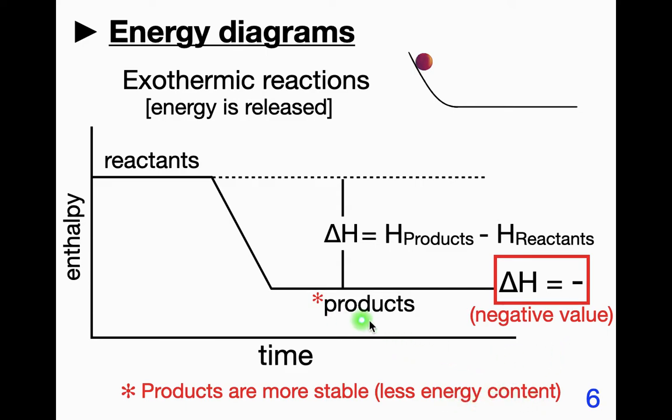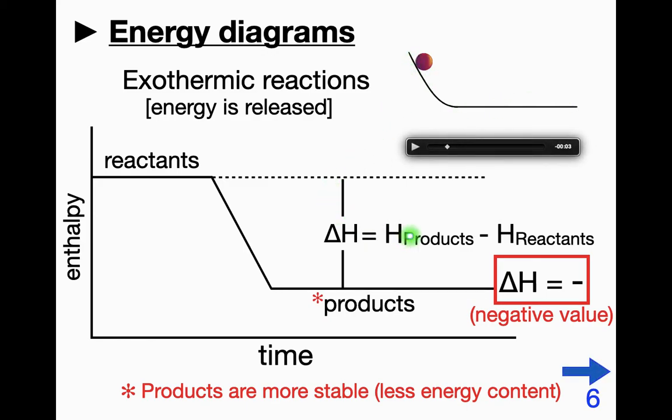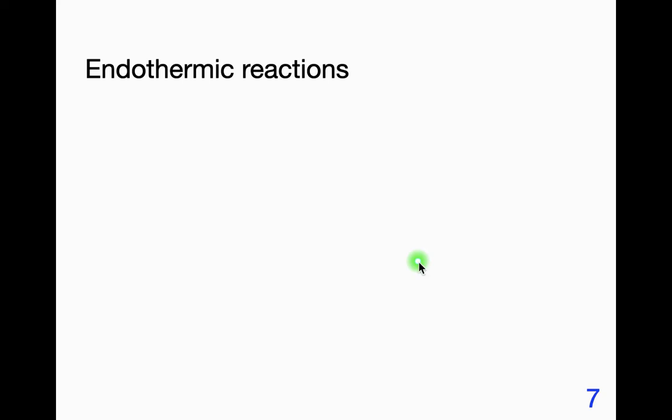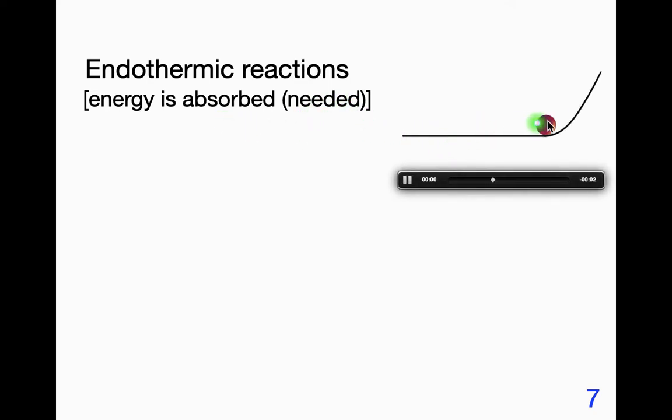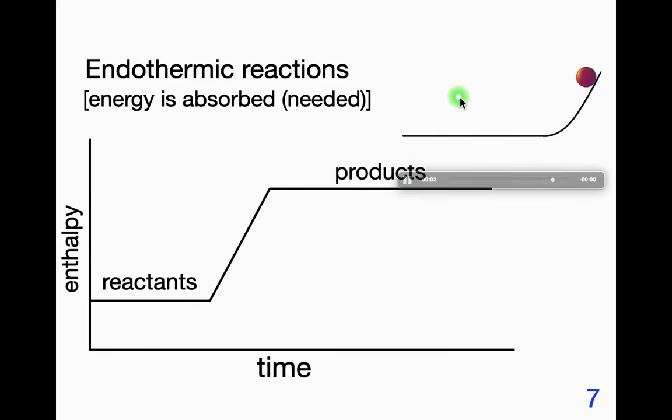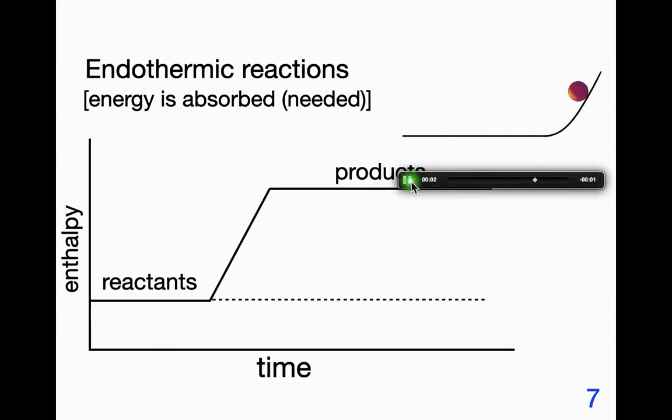All right, now the next is just going in the opposite direction, rolling a ball up a hill, and these are endothermic reactions. In an endothermic reaction, energy is absorbed or needed. Like rolling the ball up the hill, you have to put energy into it. Now for this reaction, the products have more enthalpy than the reactants.